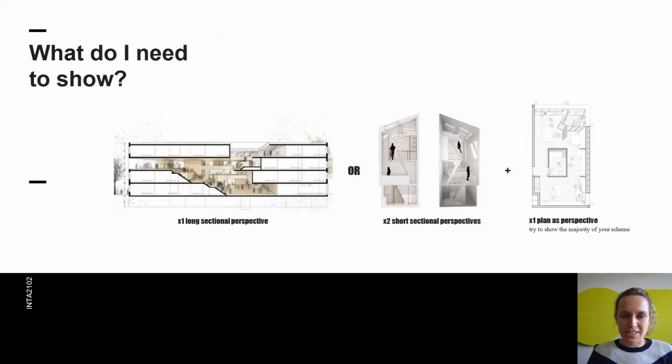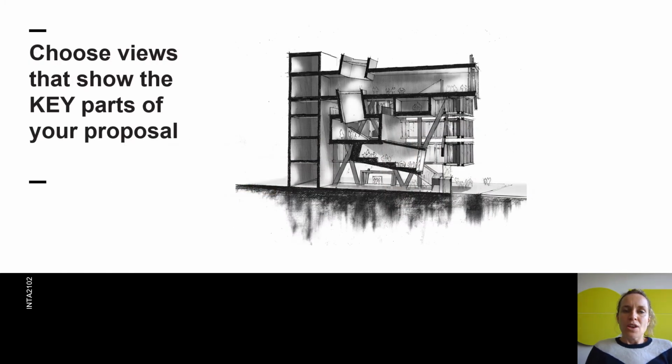What do I actually need to show for this assessment task? What we're asking you to do is one long sectional perspective, or if it works for your scheme, two short sectional perspectives, as well as one plan as perspective. You'll decide whether you're showing a long section or a short section based on what is going to showcase your scheme in the best way. So think about the key parts of your proposal and what might be the view that highlights those really effectively. For some schemes, it might be the short section, and for some, it might be that there's this amazing form that scaffolds along the site, and so it's the long section.